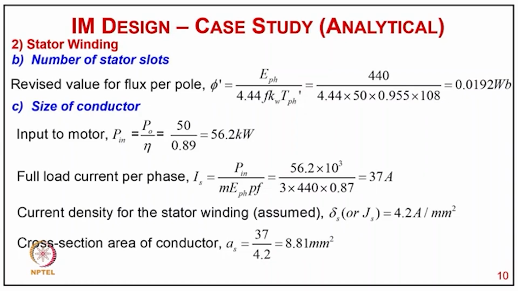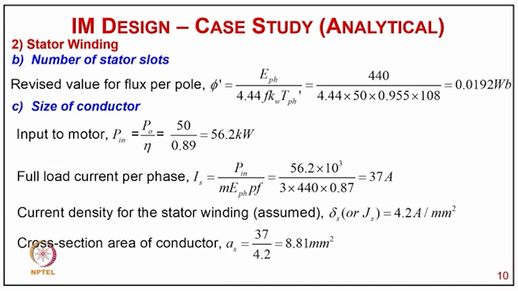And the size of the conductor which we are using for the winding of the stator, we have to find out, depends on the current. So first we have to find out the input power, from which we can find out the input current, the full load current. So P input is P output divided by efficiency. We are designing this machine, of course, as a motor of 50 kilowatt, and the efficiency we have considered initially is 0.89 or 89%. So the power comes to 56.2 kilowatt.